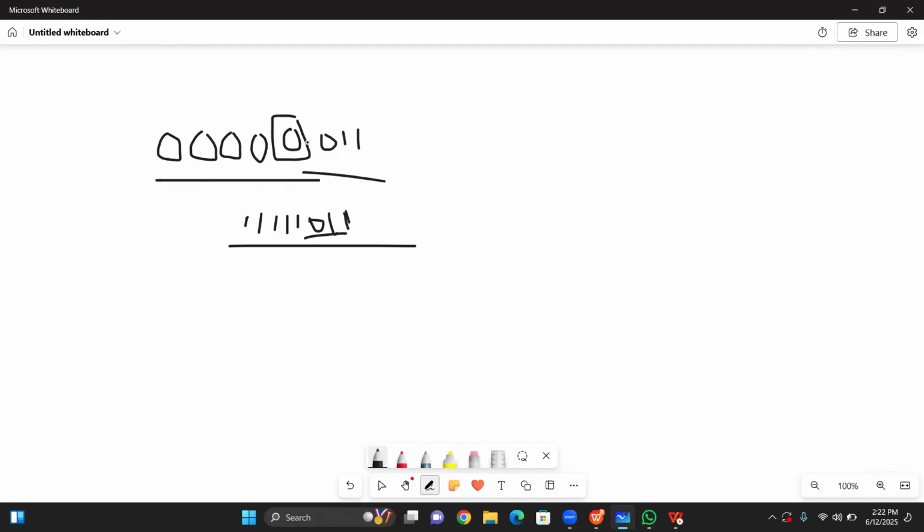So you have to watch the sign. When you want to do sign extension, you have to watch the sign. If that number starts with 0, all you have to do is extend it with all zeros. If it starts with 1, all you have to do is extend it with all ones.